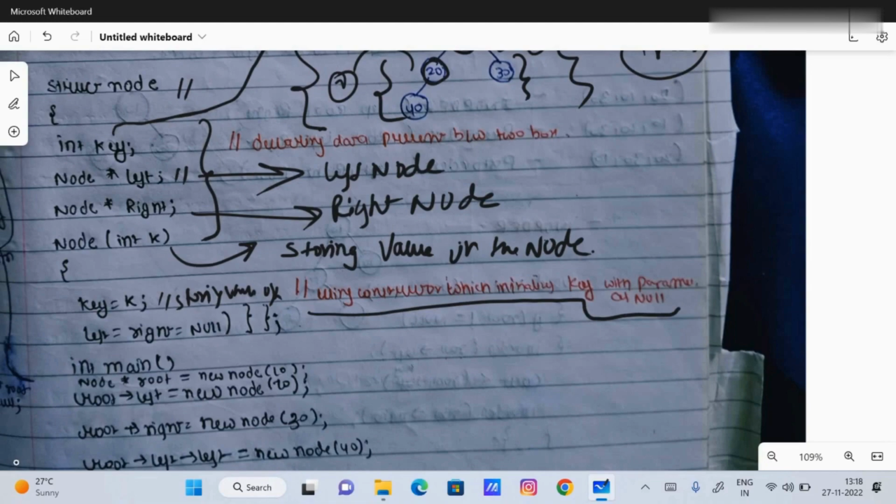Firstly, we are taking k as null, a node containing a value null. So we are initializing this. Thereafter, left is equal to right is equal to null. Now what I have done is created two things: this is null, and this is also null. That is what I have used here.